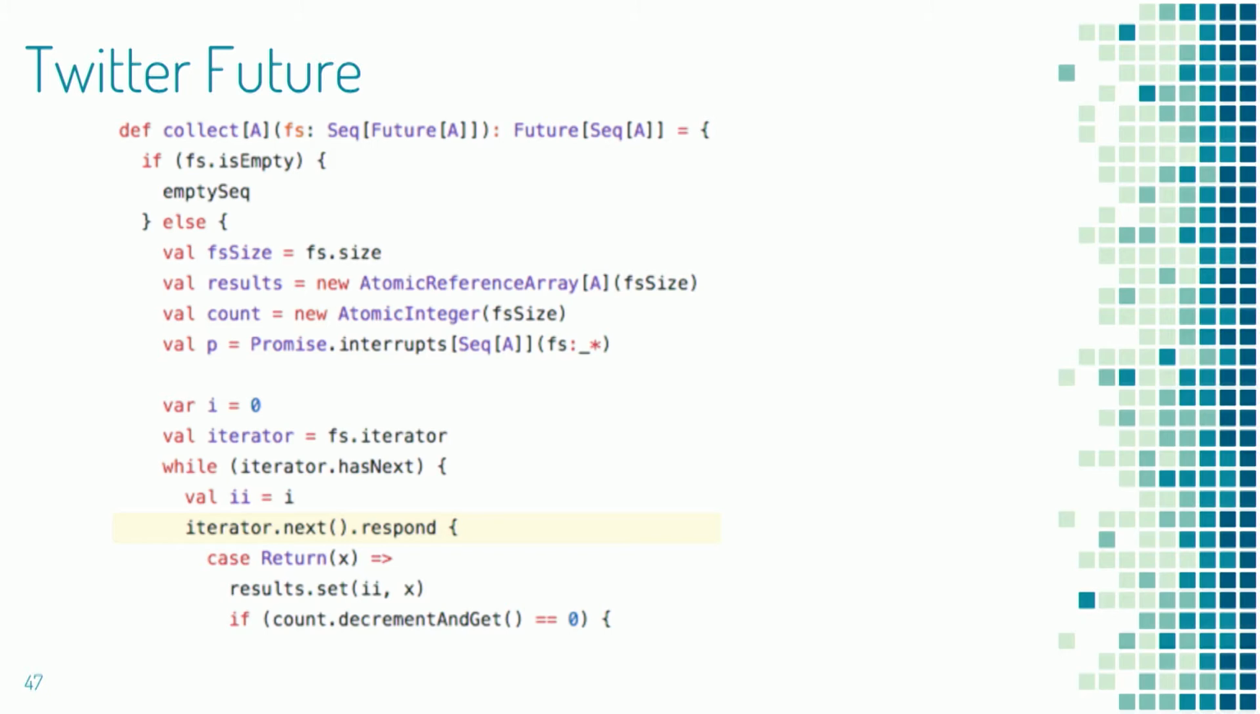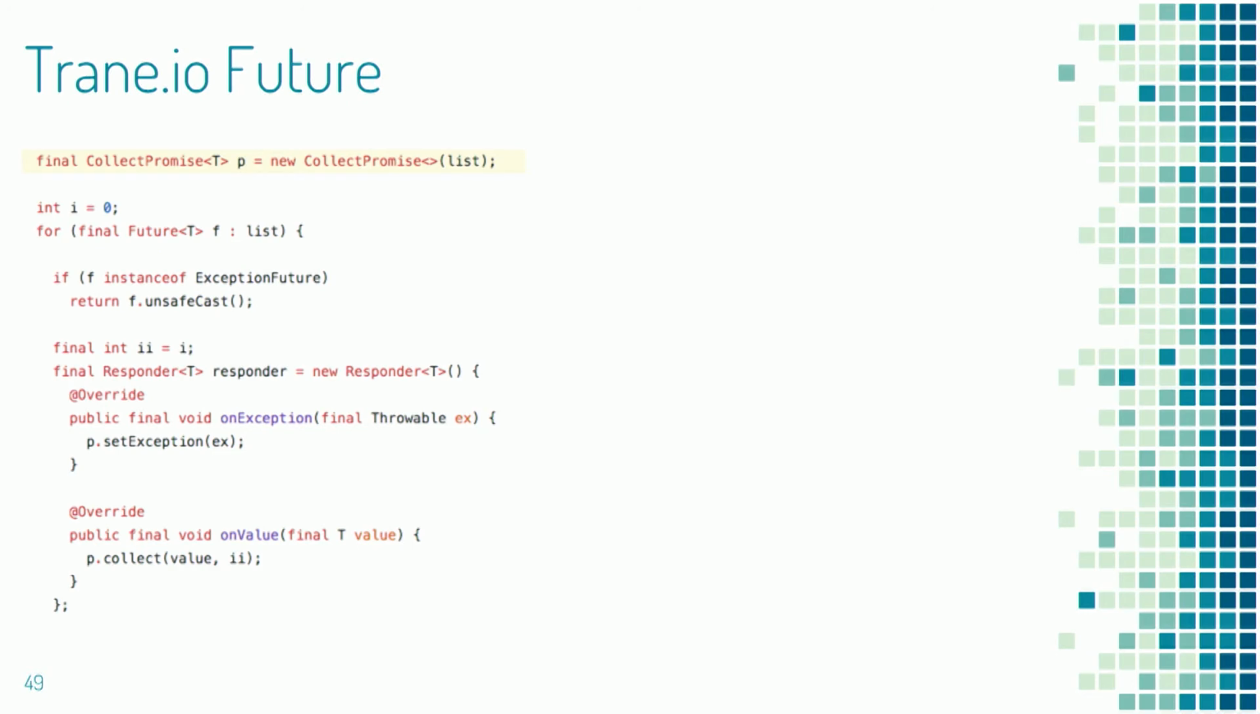And this closure has 4 pointers. It has pointers to fs size, results, count, and p, okay? Each one is 8 bytes if you are using compressed ops; if not, it's 16 bytes. And that's a problem because the iterator is going through all futures, and for each future creates one closure with all these pointers. That's not efficient. Instead of having one object with pointers for each future, we can have only one object that has all the pointers. So that's what the Twitter future does.